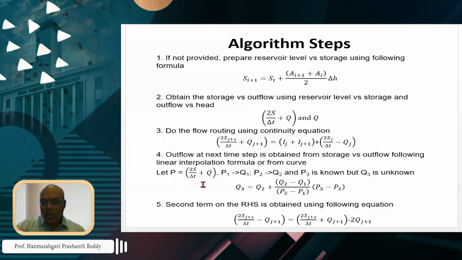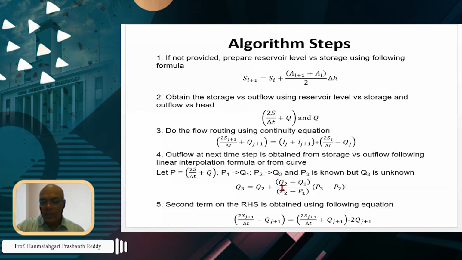Let's write 2S by delta T plus Q, let us assume it as P. Then for a given P1, Q1 is known. For a given P2, Q2 is known. Then by using linear interpolation, Q3 is obtained for a given P3 value. How do we obtain it? Q3 is equal to Q2 plus dQ by dP into delta P.